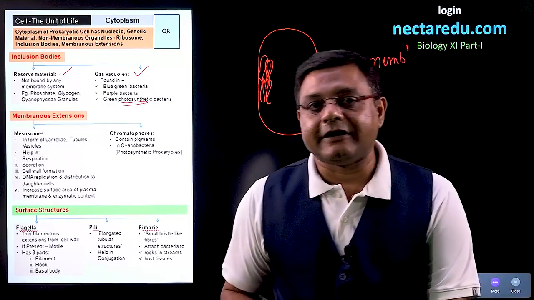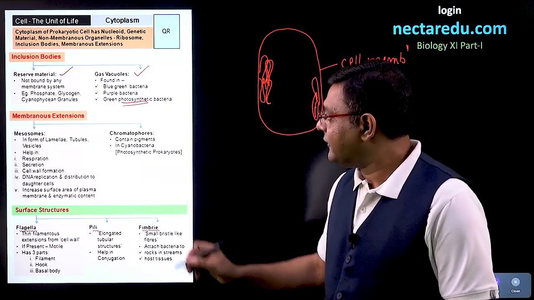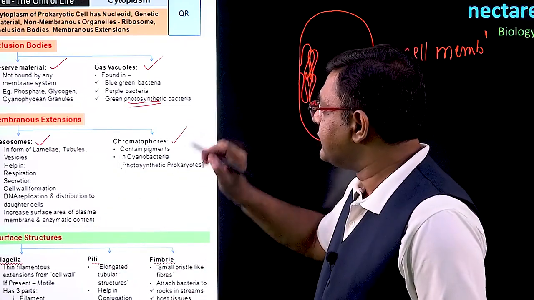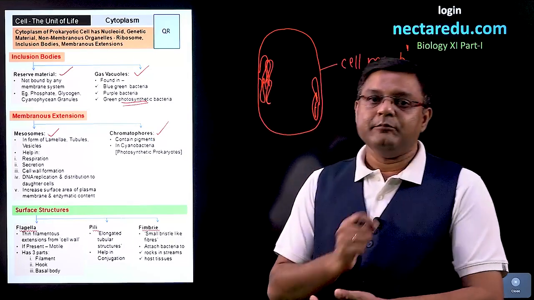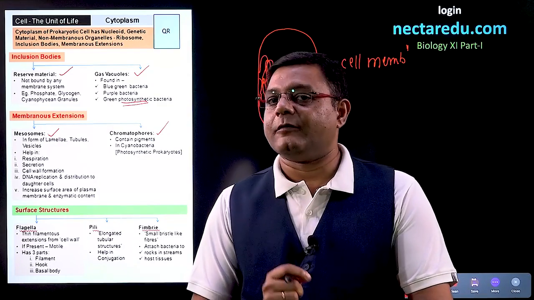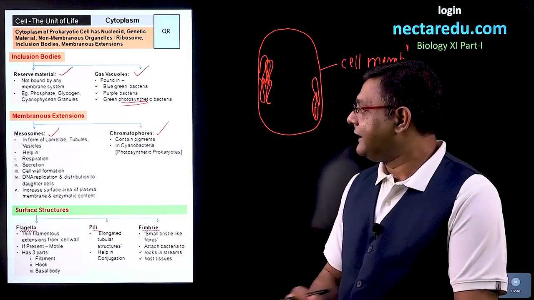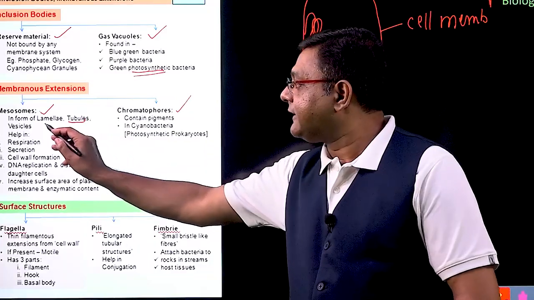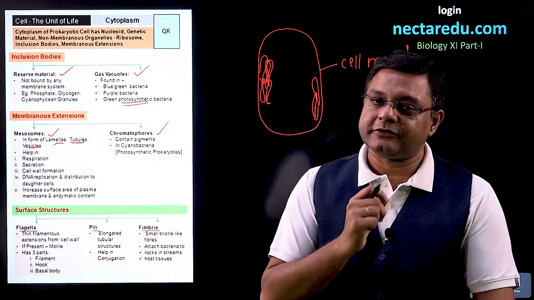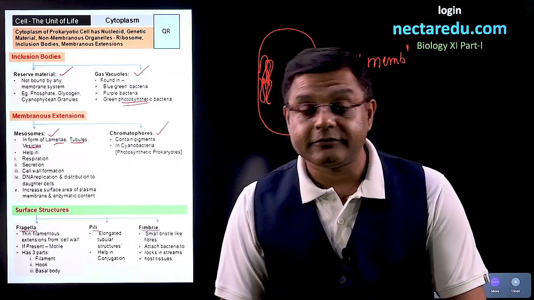These membranous extensions can be of two types. The first type is called mesosomes, and the second type is called chromatophores. Mesosomes are present in three forms. It can be present in the form of lamellae, it can be present in the form of tubules, it can as well be present in the form of vesicles. So this is the structure of mesosomes.